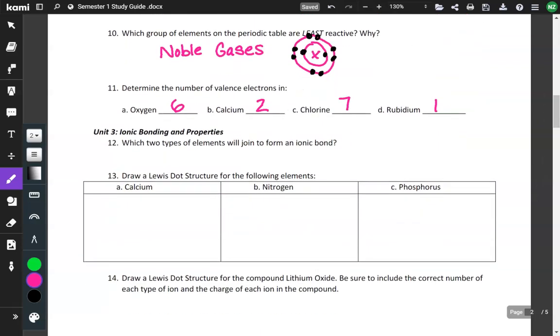All right, which 2 types of elements will join to form an ionic bond? That is going to be a cation, which is positive, and an anion, which is negative.